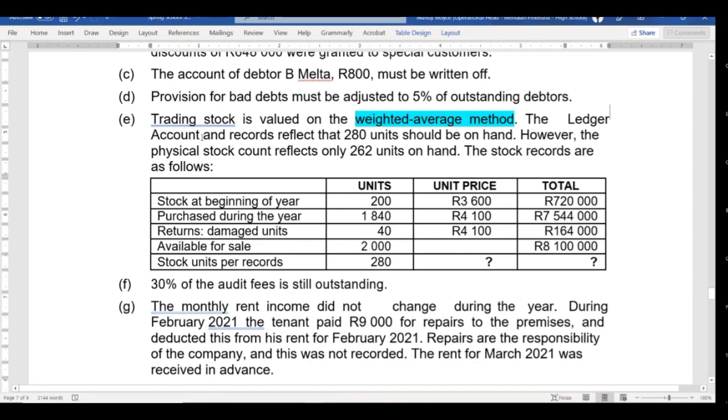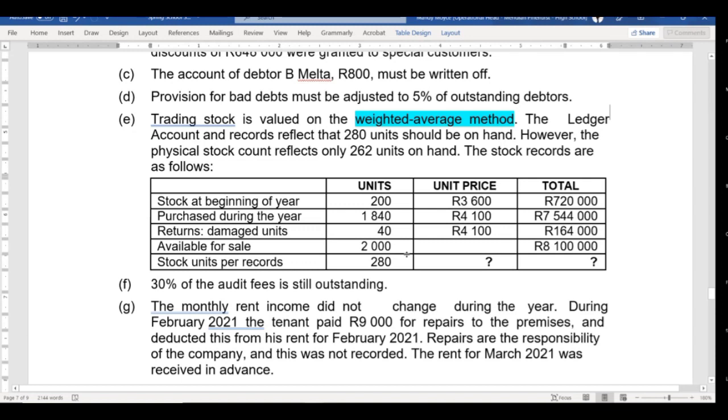The ledger account and records reflect 280 units should be on hand. That is, according to my books. However, the physical stock count reflects 262 units on hand. Okay, now they give you the scenario.